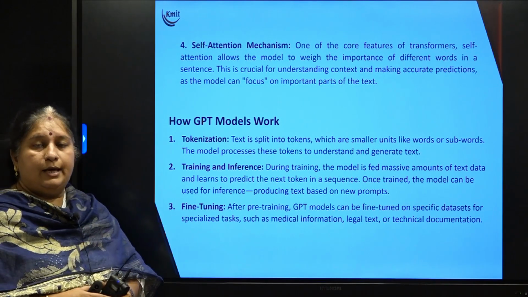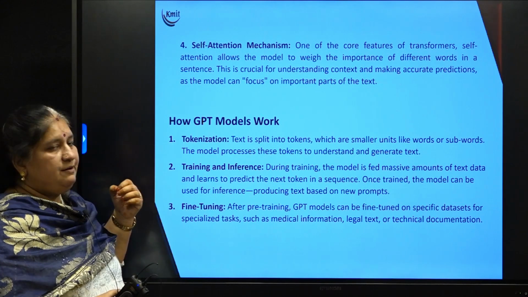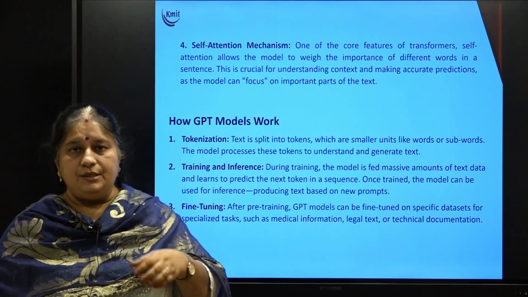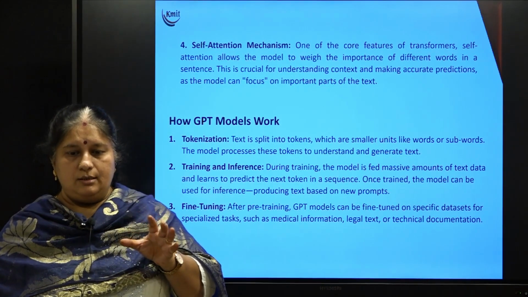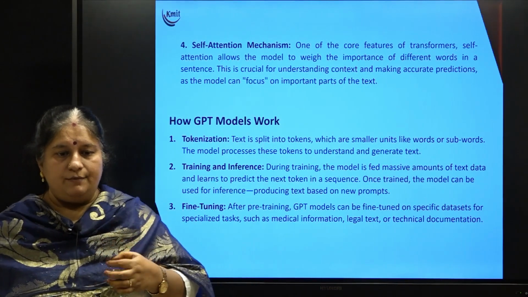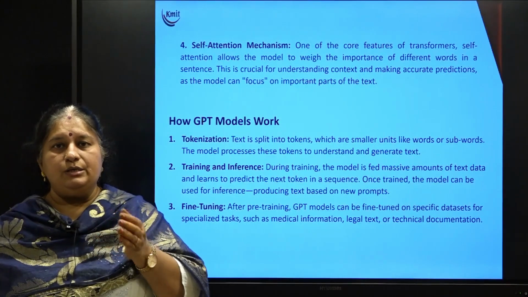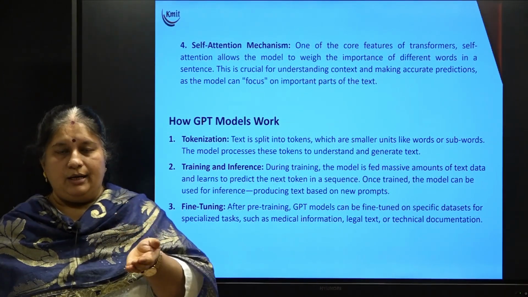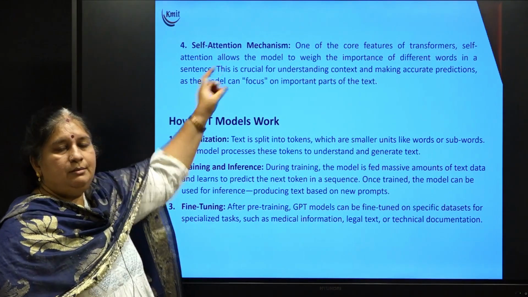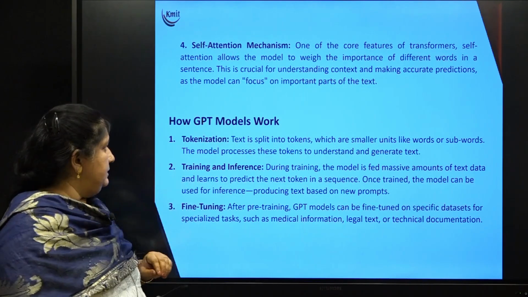Not only that, they are also working with the self-attention mechanism. What do I mean by self-attention mechanism? We try to give weights to each and every word, and we try to allot a kind of priority. Thereby, we can understand which word has more importance in a particular sentence and which word is to be predicted accurately. All such concepts come under self-attention mechanism. So the GPTs are working with these 4 basic mechanisms.